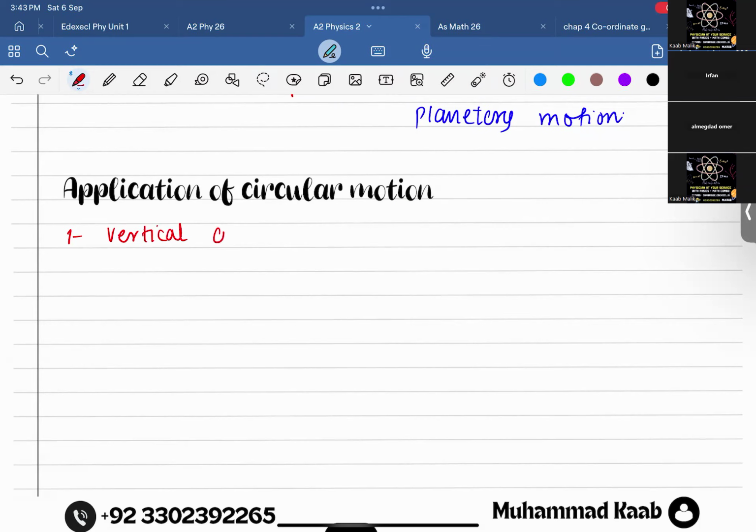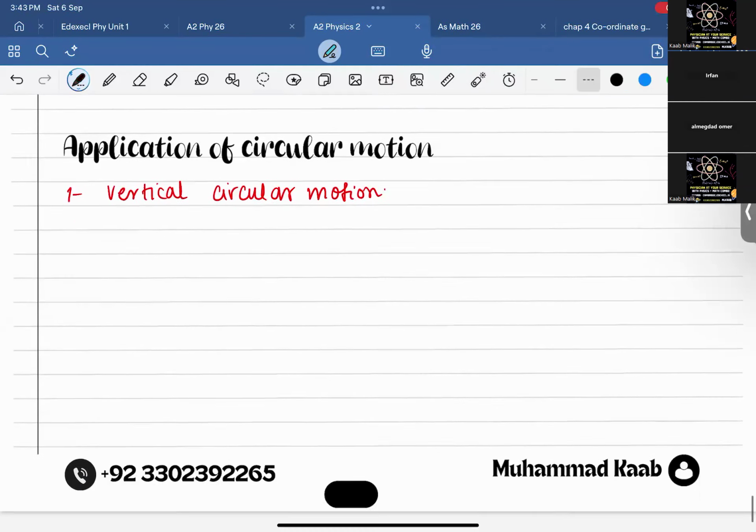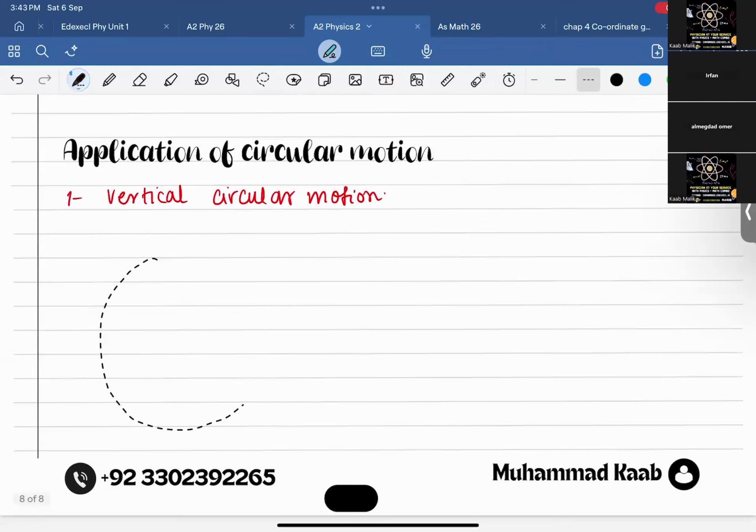the vertical circular motion. Okay, where I have a circle. Let's say I have the circle. Okay, and we have to analyze it at two different points mainly, right? The first point is when your object will be right here. Okay, and the second point is when your object will be right here.